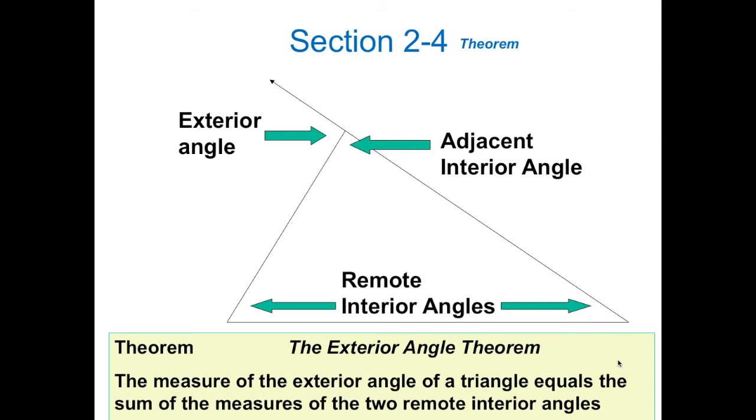The exterior angle theorem says that the measure of the exterior angle of a triangle equals the sum of the measures of its two remote interior angles. The logic of this: the exterior angle plus this angle equals 180. But this angle plus these two also equal 180. So if we subtract this from 180, we get the sum of these, and if we subtract this from 180, we get the measure of this one. Therefore, the sum of this and this need to equal the same thing.